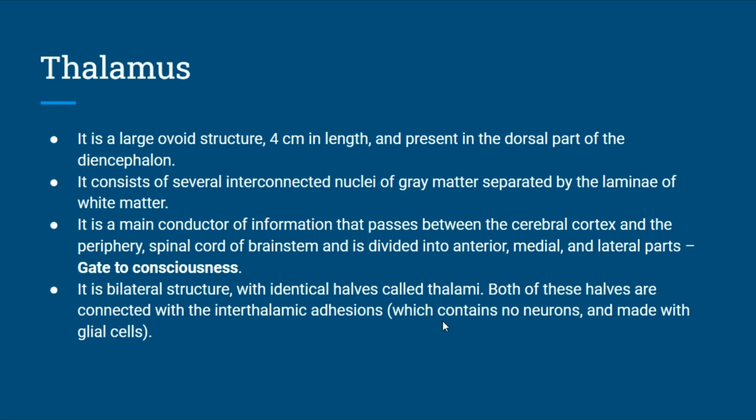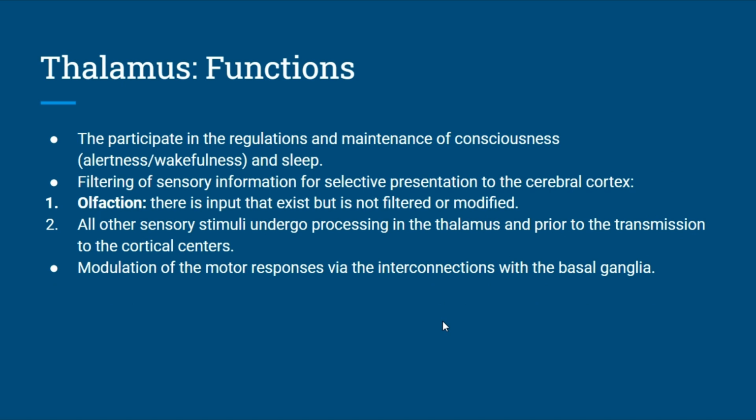It has several interconnected nuclei of gray matter which are separated by laminae, and it acts as a gate to consciousness, which means that it is the main conductor of information that passes between the body and the cerebral cortex, including the periphery, spinal cord, and brainstem. It is divided into anterior, medial, and lateral parts.